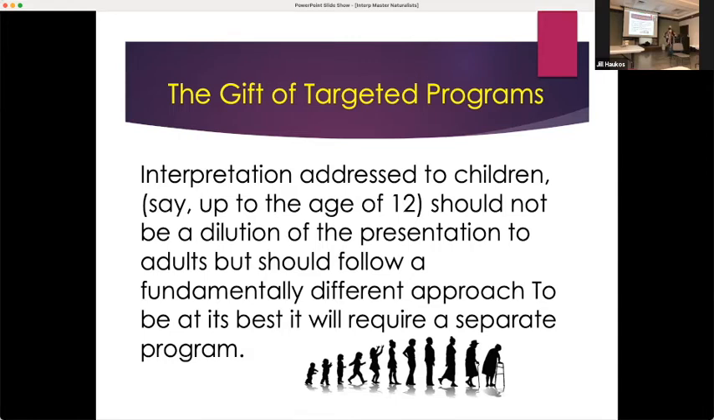The preschoolers aren't going to get anything if it's on a level where an adult is getting something. So your programs and your interpretive talks need to be adjusted for your audience's knowledge and understanding and experiences today, right? So you can adjust your programming and your schedule and everything to meet the needs of the audience that is going to be there.